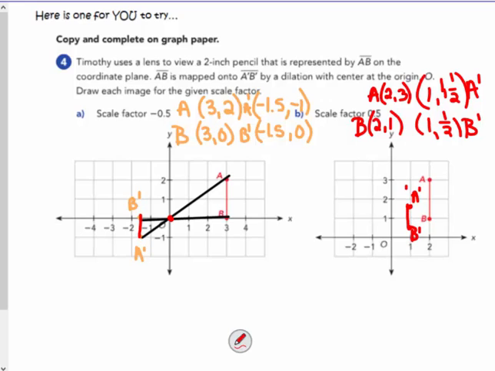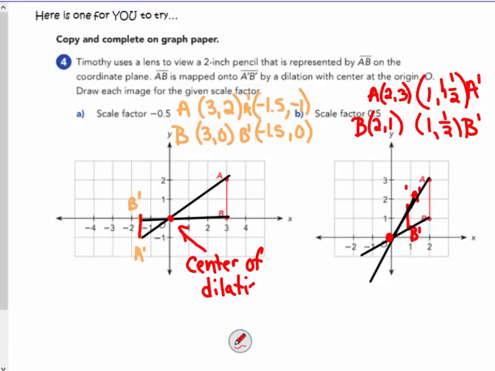This board is so long. And if I connect with that line idea, if I connect A to its image and B to its image, where would they cross if I connected those lines? Trying to go over that line again, which is not going to happen with this board. But where they would cross is right here at the center of dilation, which is the origin. So that's coming up. We're going to find the center of dilation. The origin is the center of dilation, where the point and its image cross.